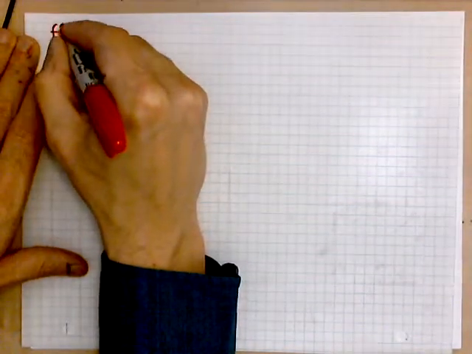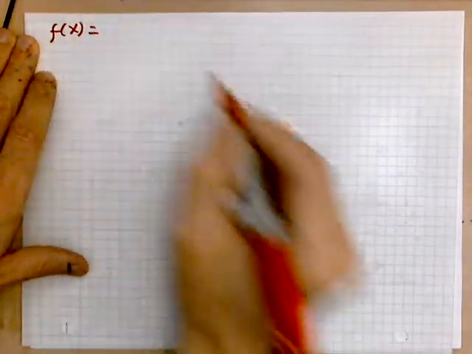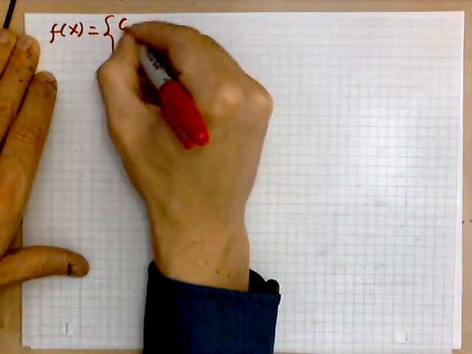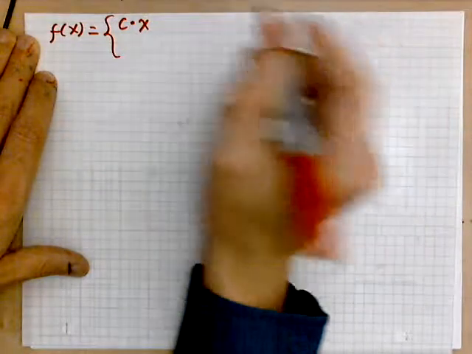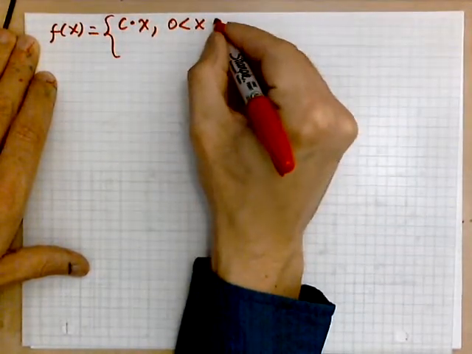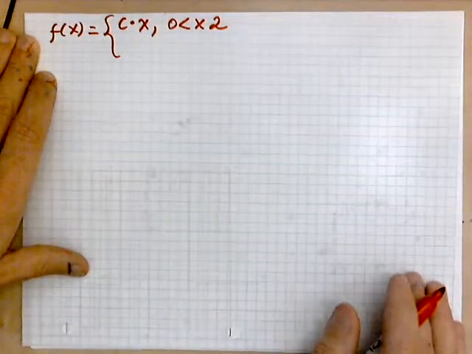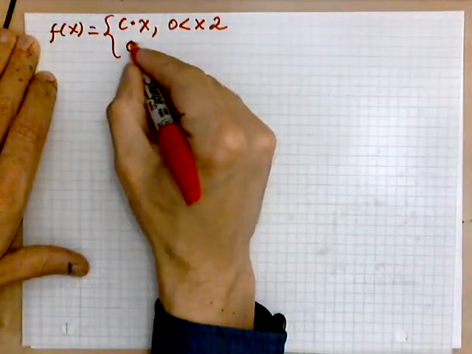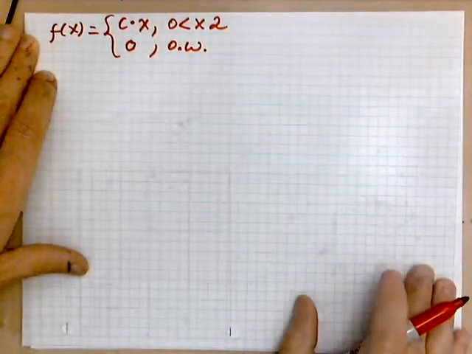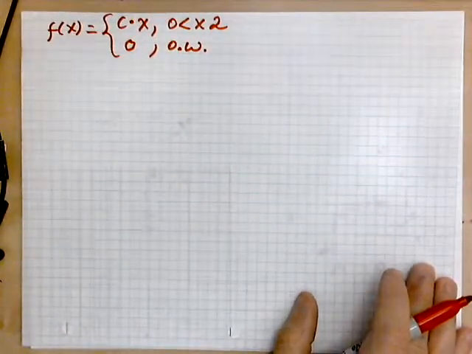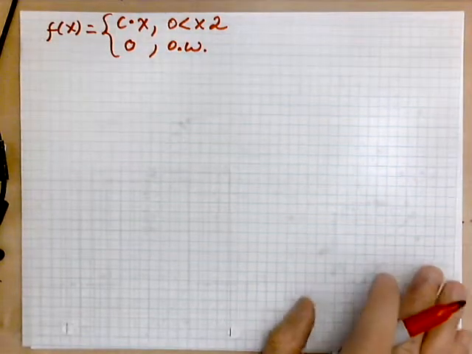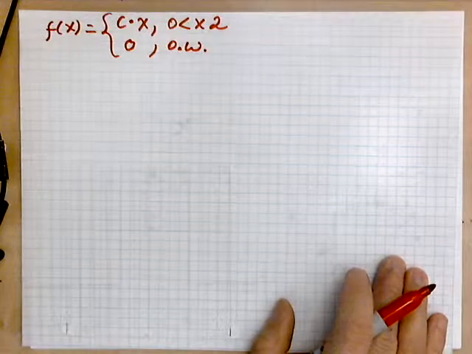So you may be given a function that looks like this: f of x equals c times x, and this goes between 0 and 2, and the function is 0 otherwise. Okay, that's what the OW means. Otherwise the function value is 0. So the first step is to find that c.